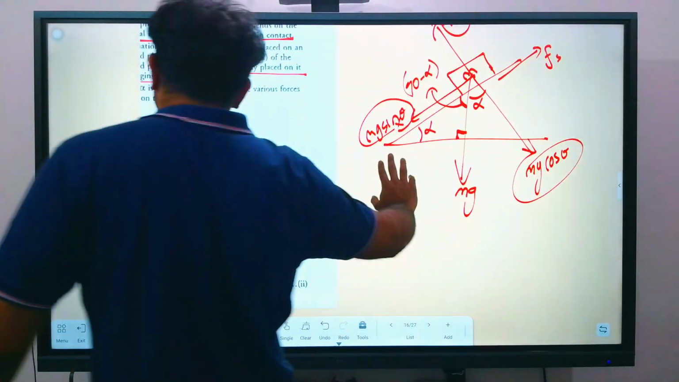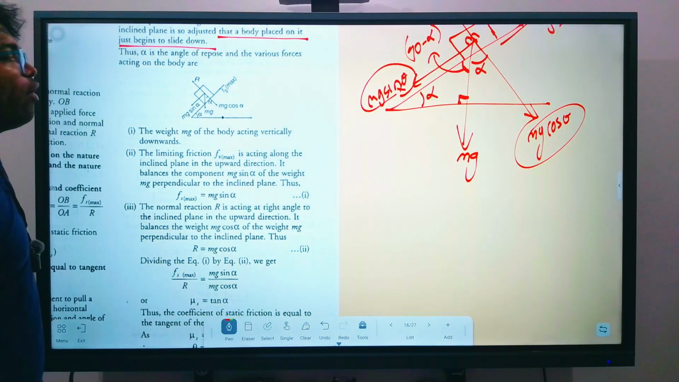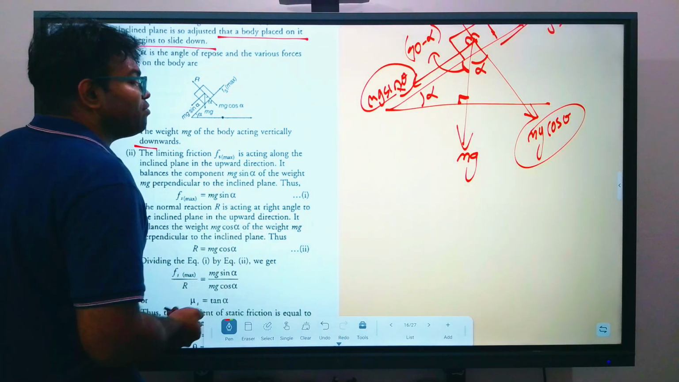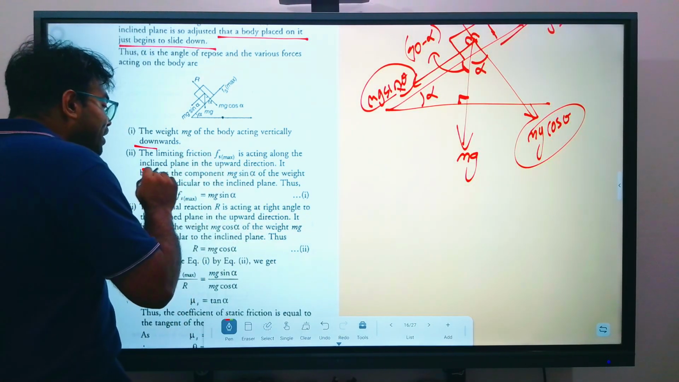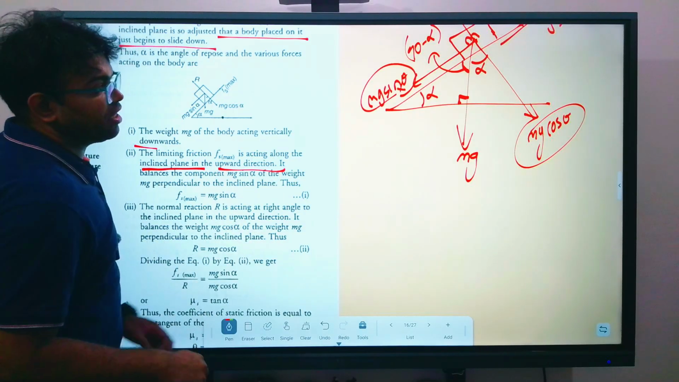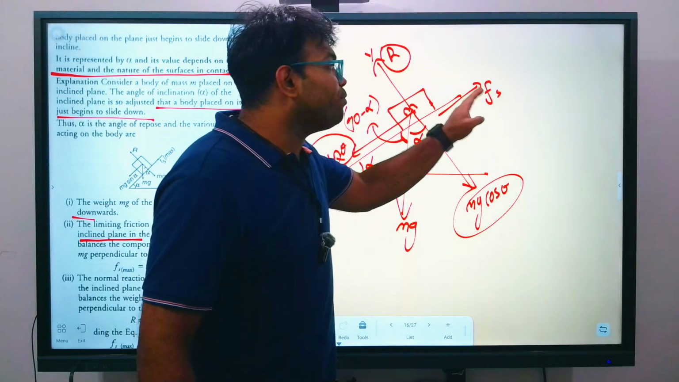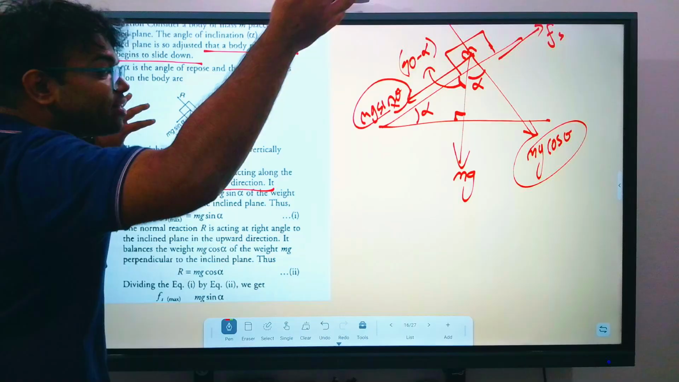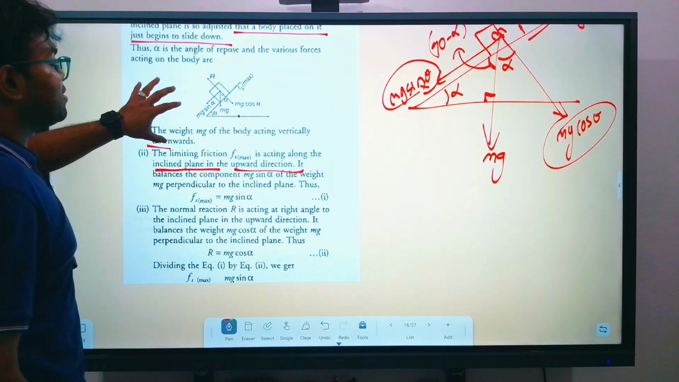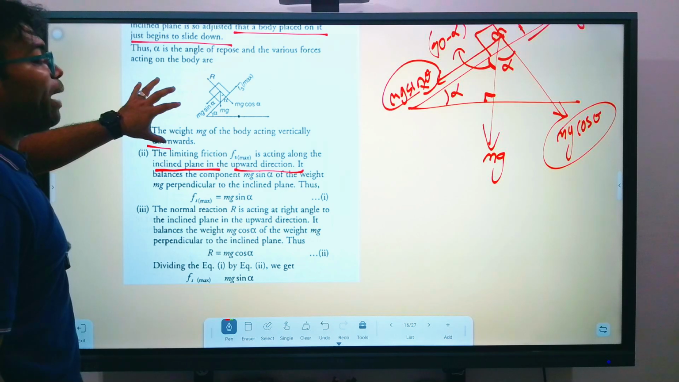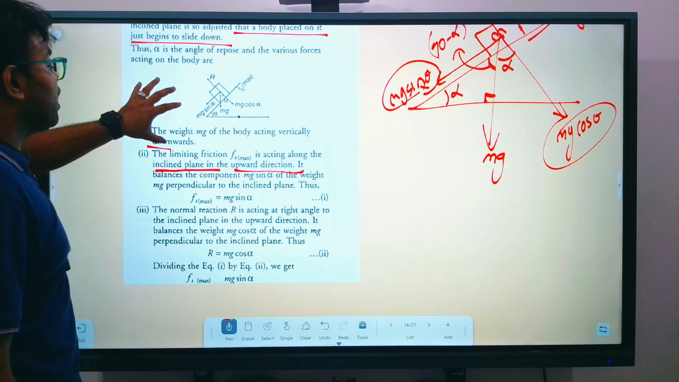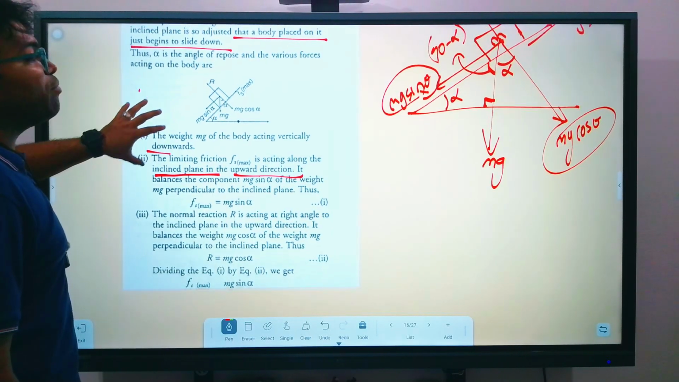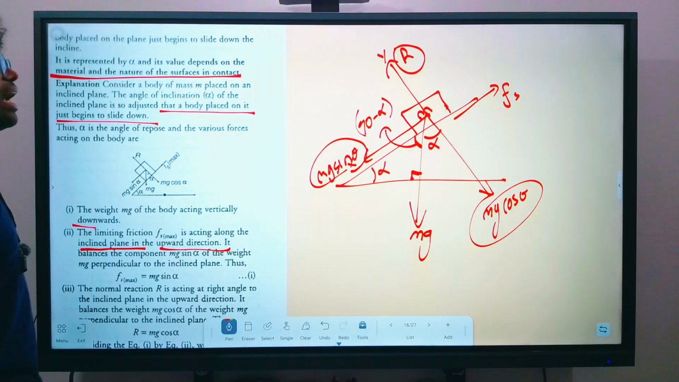Let's see. The weight mg of the body acts vertically downwards. The limiting friction Fs max is acting along the inclined plane in the upward direction, right? Because it will always be parallel to the surface. It is moving in the upward direction because the object is coming down. It balances the component mg sine alpha of the weight mg along the inclined plane. Thus, Fs becomes equal to mg sine alpha.